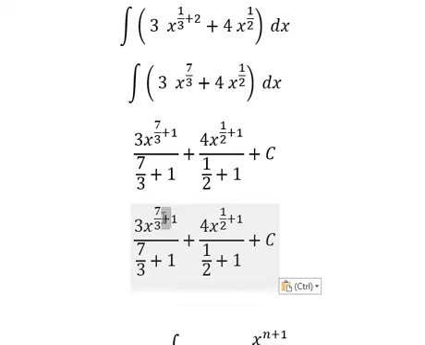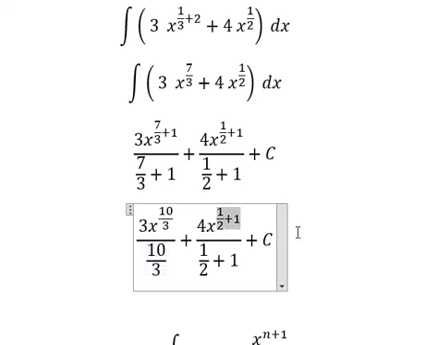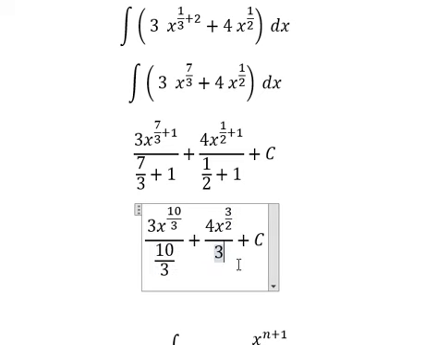So this one we have 10 over 3. This one we have 10 over 3. This one we have 3 over 2. This one we have 3 over 2.